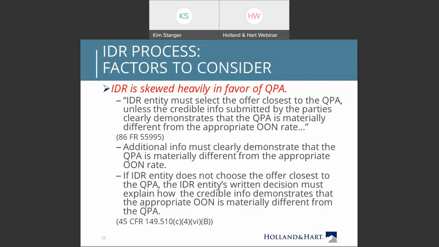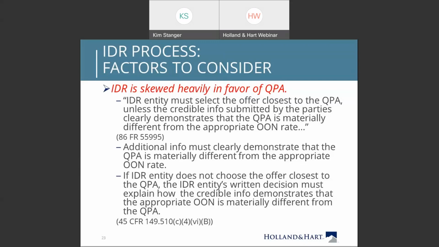The commentary specifically says the IDR entity must select the offer closest to the QPA unless the credible information submitted by the parties clearly demonstrates that the QPA is materially different from the appropriate out-of-network rate. So the way this works is it's baseball arbitration. It's not like you both submit your offers and then the IDR entity splits the baby or comes up with a different rate. No, the IDR entity selects one of the offers that is submitted. They don't come up with their own amount. They select one of the offers that is submitted. And the presumption is that they will select the offer that is closest to the QPA.